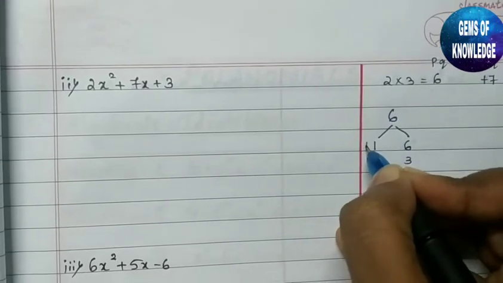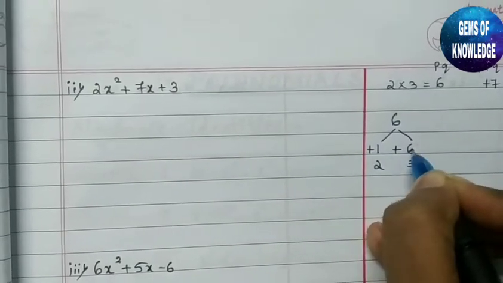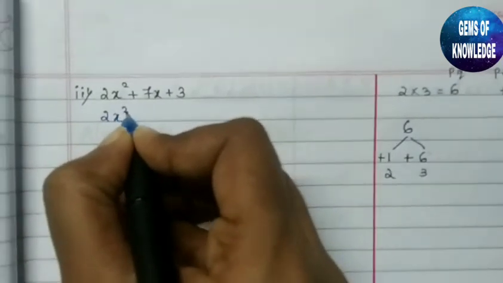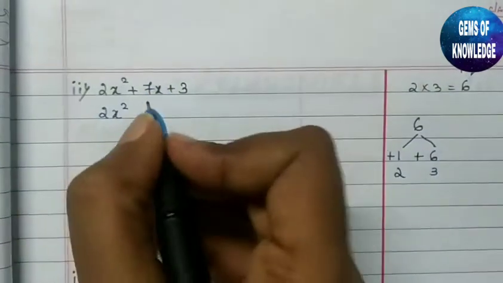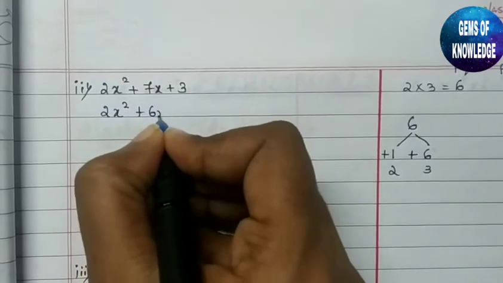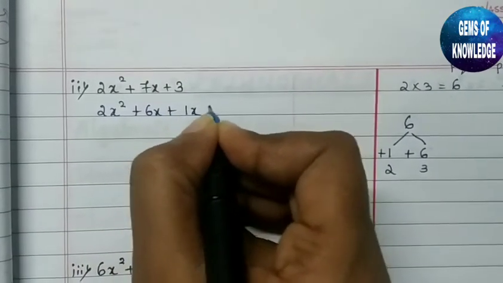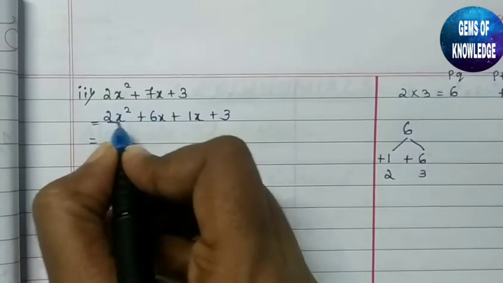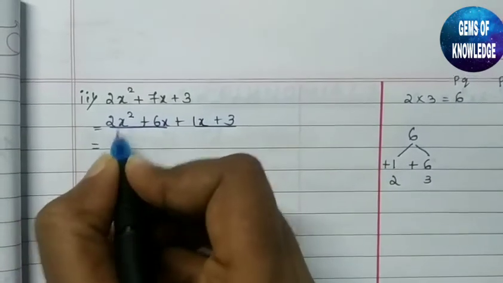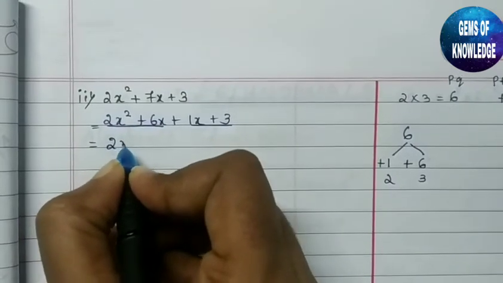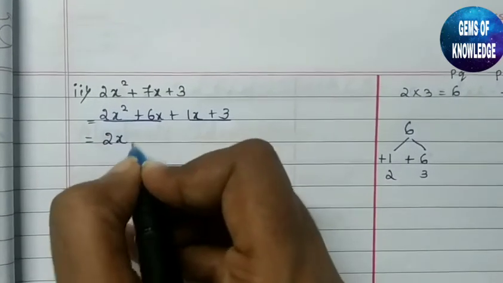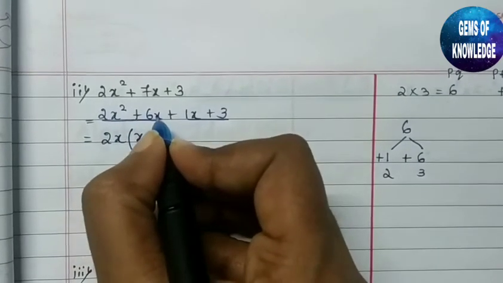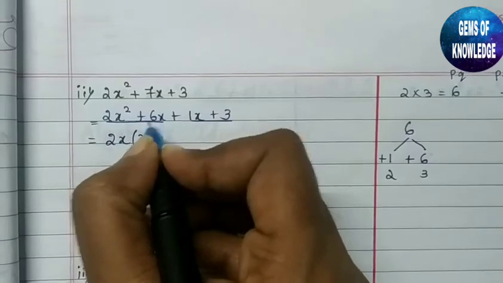So if you add plus 1 plus 6, you are going to get 7. So what you will do, you need to write 2x square plus 6x plus 1x plus 3. Okay. Next you need to group these two items. So here what you will remove outside, the common thing you will take it as 2x. So what will be remaining? 1x will be remaining, plus already x is outside here and 2 is outside.